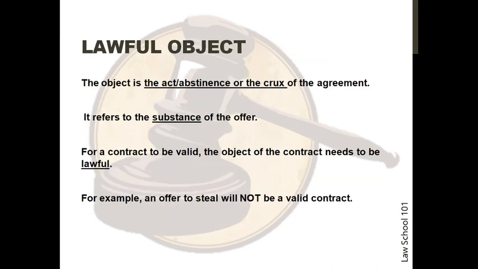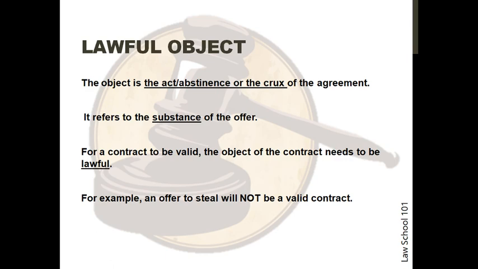The next is lawful object. The object is the act or absence or the crux of the agreement. It refers to the substance of the offer. For a contract to be valid, the object of the contract needs to be lawful. For example, an offer to steal will not be a valid contract. This will also be dealt with in later videos.